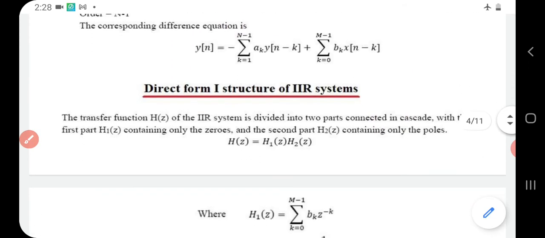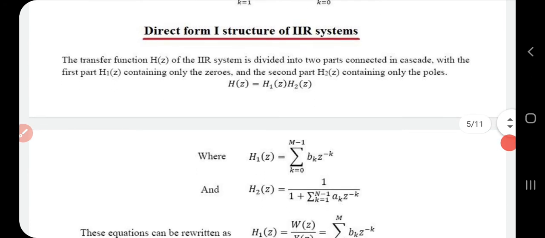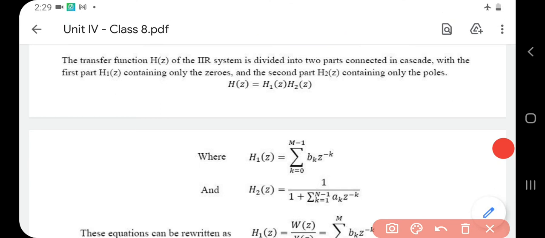Now we will learn in detail about the various types of structures, say the direct form 1 structure of IIR systems. The transfer function H of z of an IIR system is divided into two parts, and they are connected in cascade. The first part is named H1 of z, and it will contain only zeros. The second part is called H2 of z, and it will contain only poles. See here, this is how the transfer function or system function of a direct form 1 structure is represented.